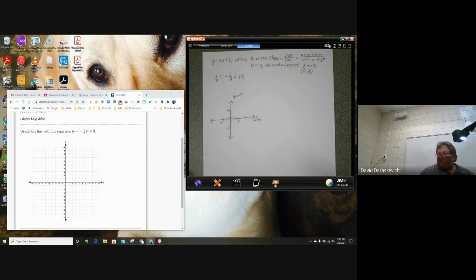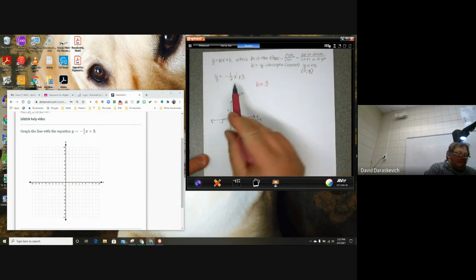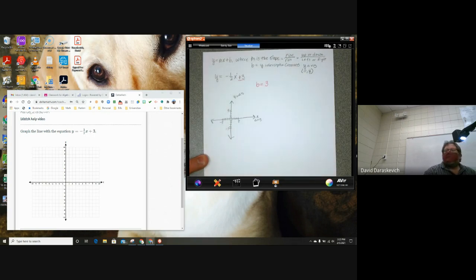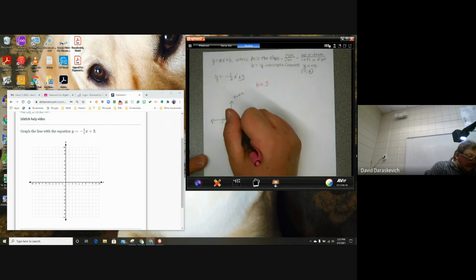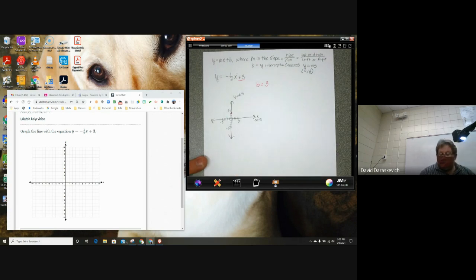Now, for this particular problem, my y-intercept is +3, okay? So that's where it crosses my y-axis, right? 1, 2, 3. There's +3. There's my y-axis. That's where it crosses it.